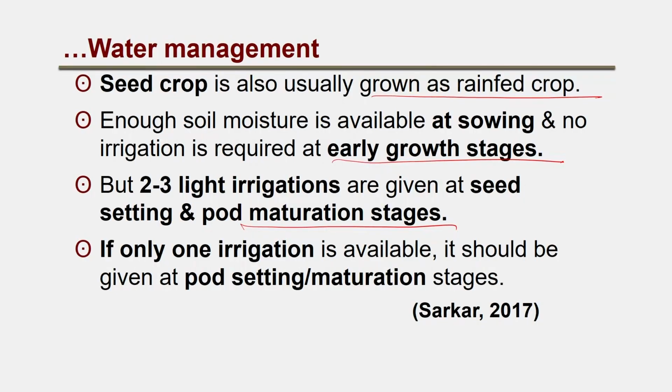If the farmer is growing this crop for seed purposes and there is no rainfall at the time of flowering or pod development, then at those stages irrigation should be given. If only one irrigation is available, it should be given at pod setting and maturation stages in seed crop.